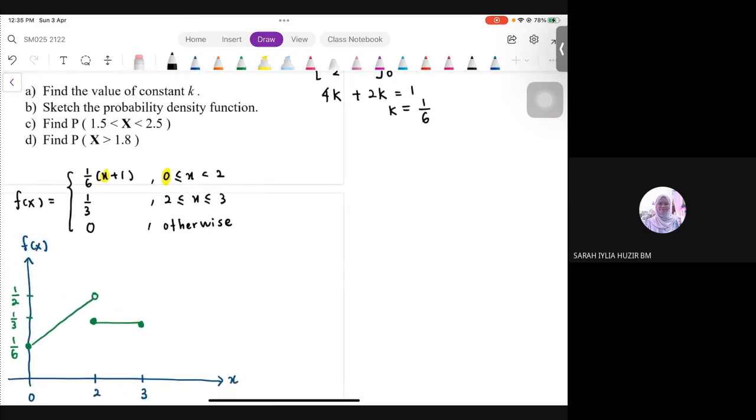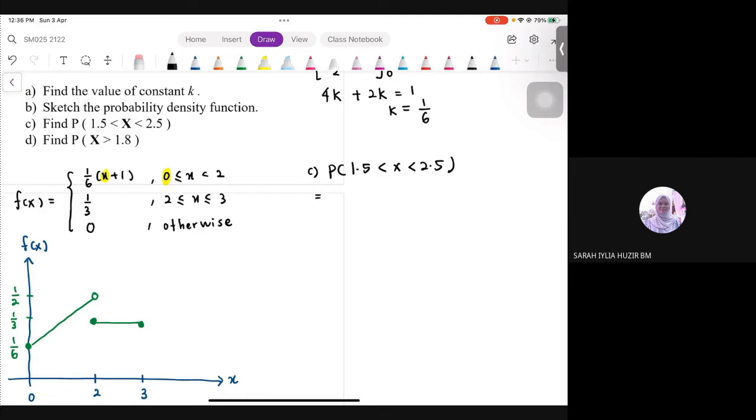So for part C, we have to find probability from 1.5 up till 2.5. Okay, so if we refer to the function, or you may use number line, 1.5 lies on the first function and 2.5 lies on the second function. So we would have to integrate 2 different functions here.